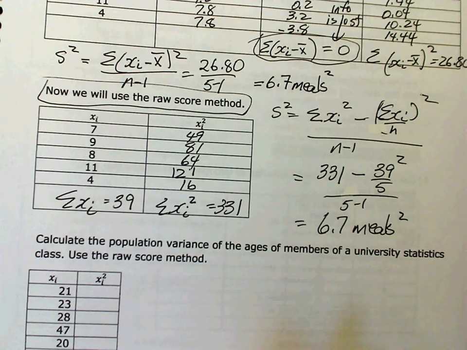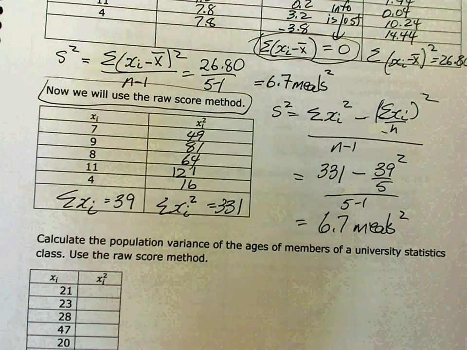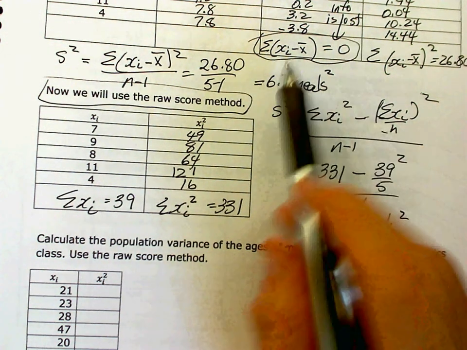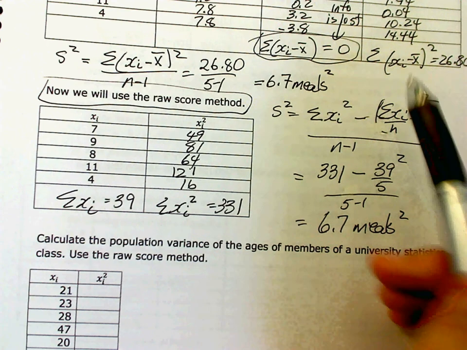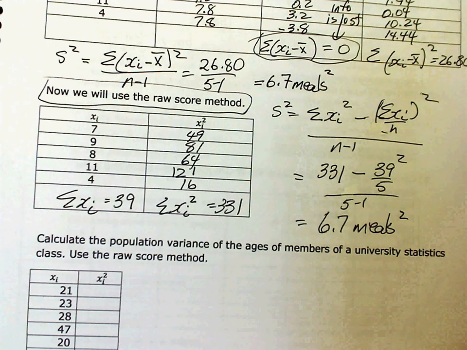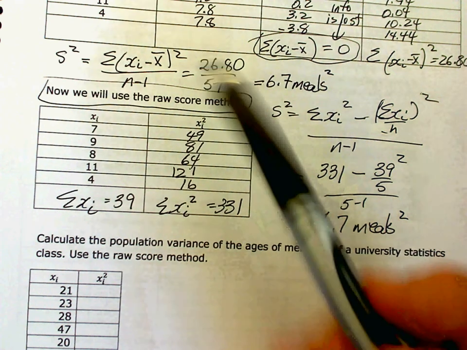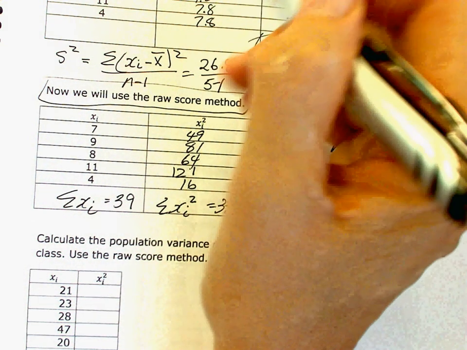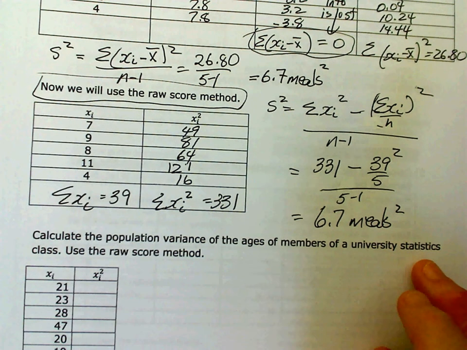Yes. Because you're actually squaring all the numbers, so you have to square the units. We're calculating variance right now. When we calculate the standard deviation, we'll take the square root.